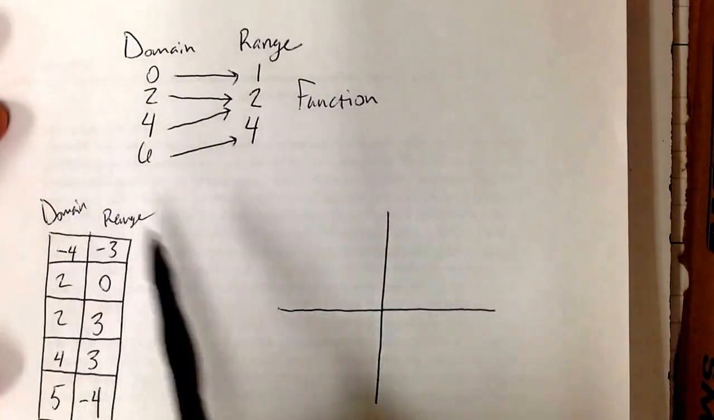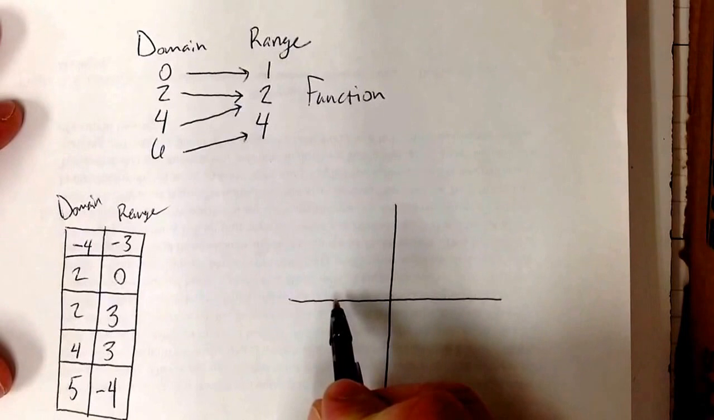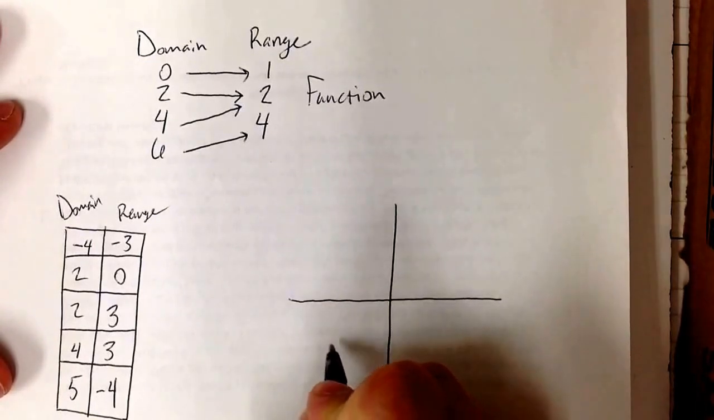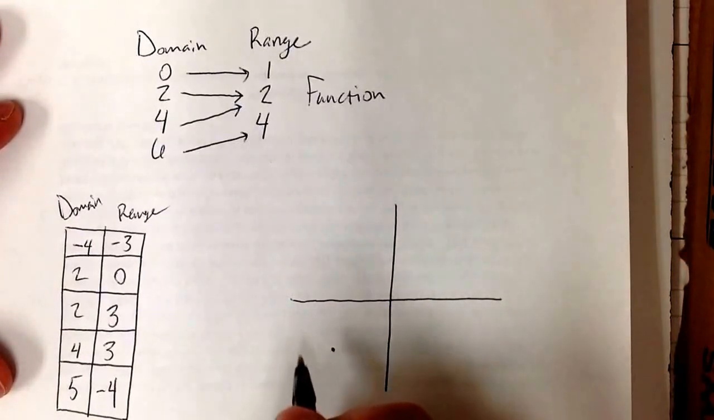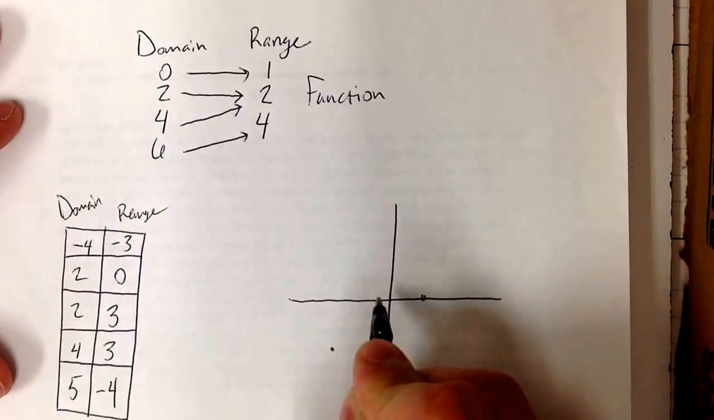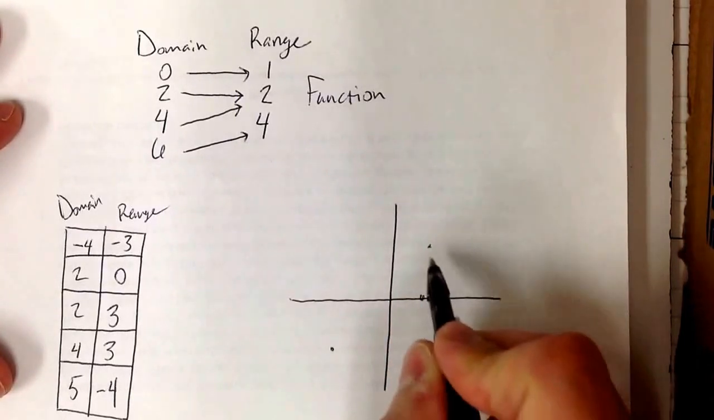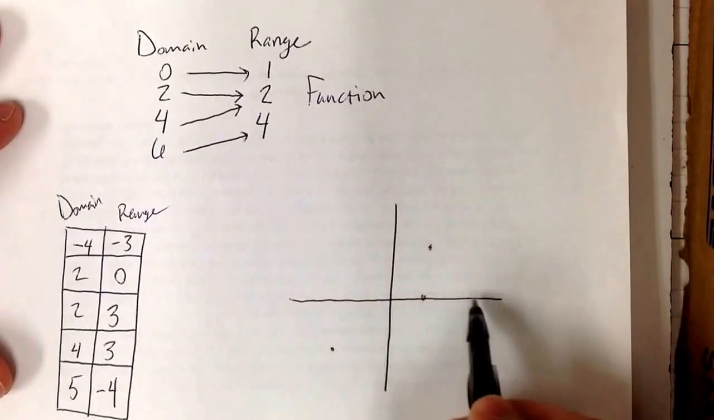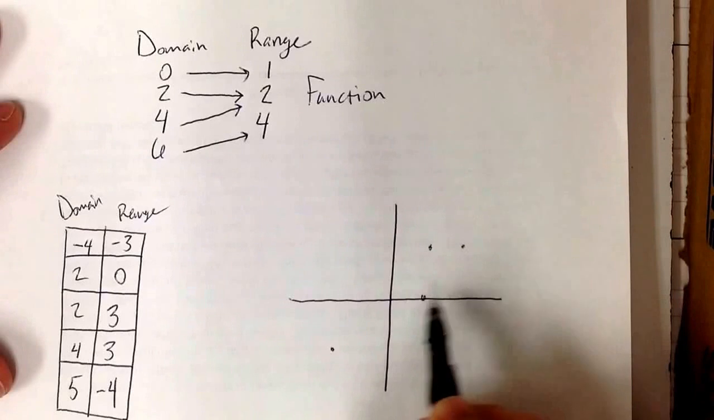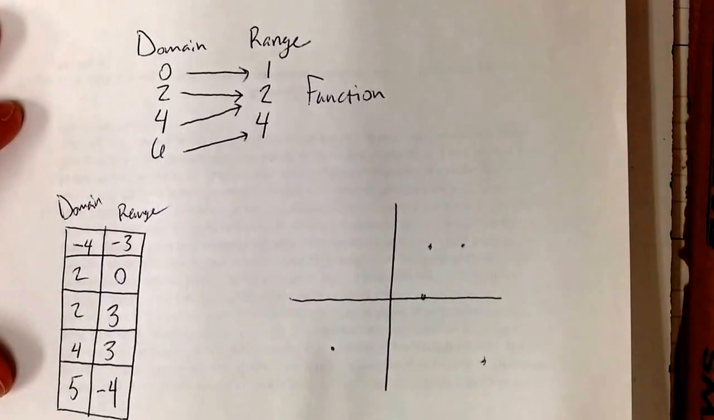So let's say I'm looking at these values here on the left, and I start plugging in -4, -3. It'd be somewhere around here. And then I plug in 2, 0. And I plug in 2, 3. And I plug in 4, 3. And then 5, -4. Something along those lines.